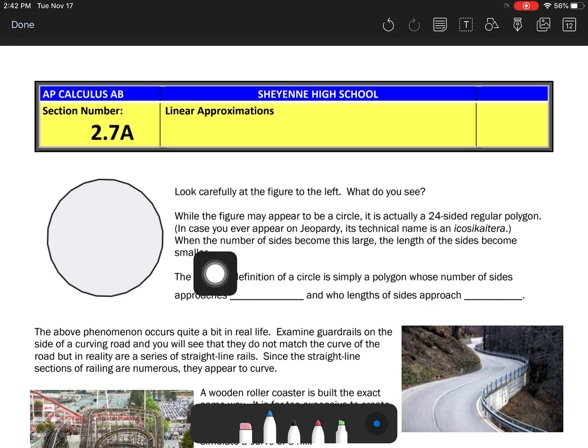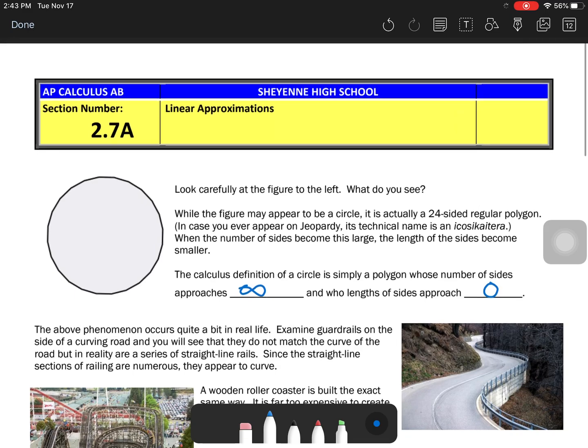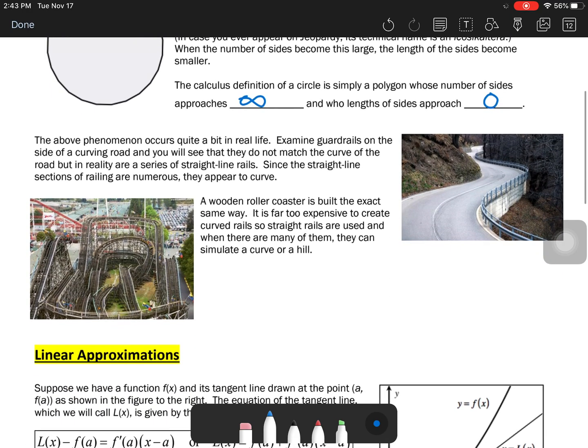It says when the number of sides becomes very large, the length of the sides becomes smaller, obviously. The calculus definition of a circle is simply a polygon whose number of sides approaches, kind of like a limit, an infinitely large number. So as the number of sides approaches infinity, the length of each of those sides would approach 0, right? And then we get a smooth curve, the arc look, giving us an actual circle.